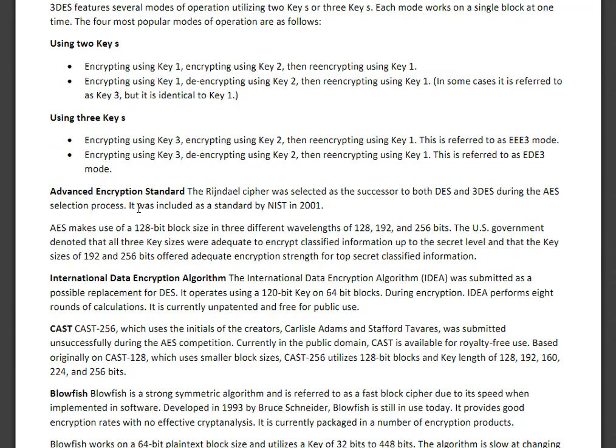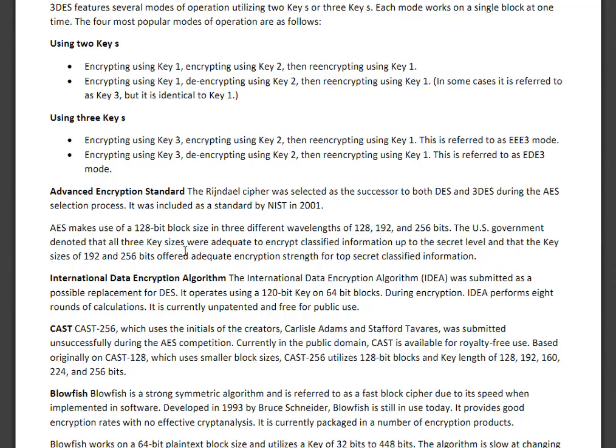Advanced encryption standard, the Rijndael cipher, as it was originally known, was selected as a successor to both DES and triple DES by the U.S. government. It was included as a standard by NIST in 2001. The federal government still utilizes this. It uses a 128-bit block size, and it can have either a 128, 192, or 256-bit key.